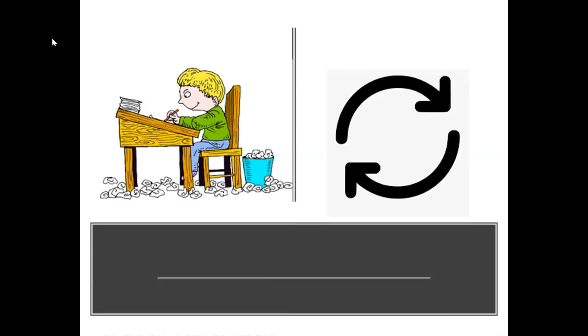Next group of pictures. What do you notice or see? I notice or I see. Well, in the first picture, I notice a boy writing something on his desk, but there's a lot of crumpled up pieces of paper. So it looks like he might have written a lot of things, but then redid them. In the next picture, I notice arrows that keep going around and around, repeating. So, how are these pictures the same or similar? Are they both?